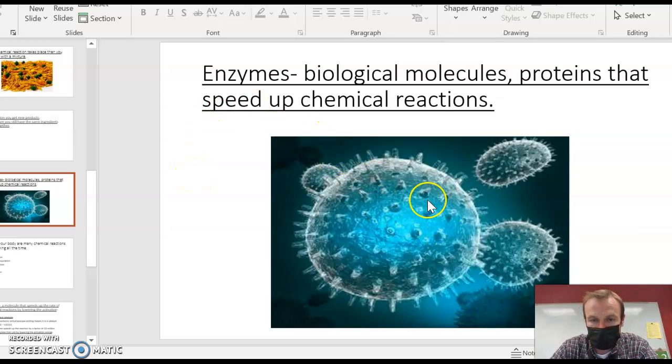Here's a picture of a couple enzymes. This is a scanning electron micrograph. And you can see they have all these little pokey things coming out. Sort of look like the coronavirus, don't they?